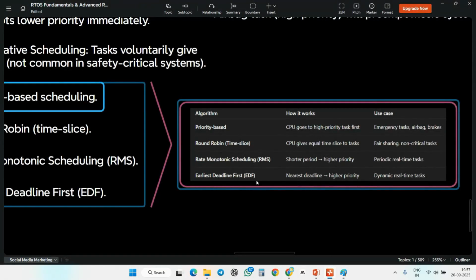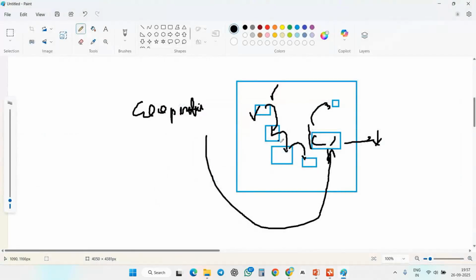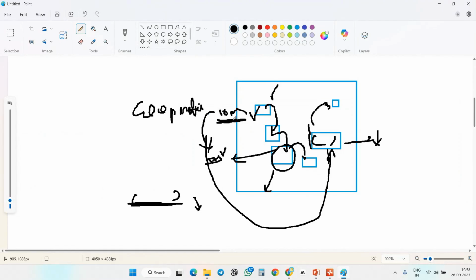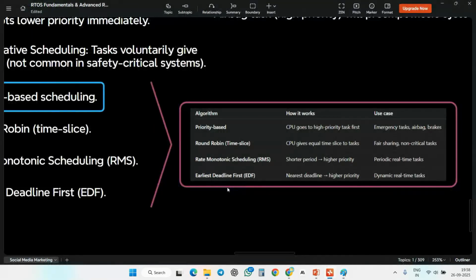And then earliest deadline first. That means whenever a task has a very short deadline, it has to complete within this duration, so you do that task first. For example, if one task has 10 milliseconds but another has to complete within 5 milliseconds, then instead of completing this one, try to complete the other first and then go to this one. This is called earliest deadline first.